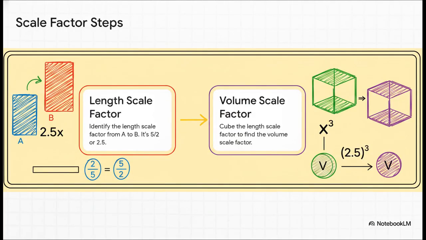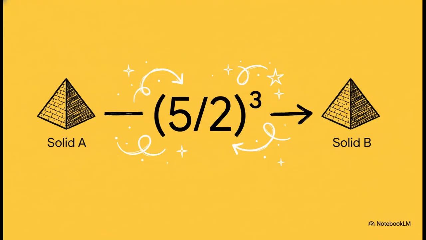Okay, step 1. Let's find the length scale factor. How do we get from the small shape to the big shape? We look at the heights. We're going from a height of 2 to a height of 5. So the scale factor is just 5 divided by 2, or 2.5. But, and this is the important bit, that's the length scale factor. We need the volume scale factor. And what do we do? You guessed it. We cube it. And there it is, that simple little expression, 5/2, all cubed. That is our magic number.